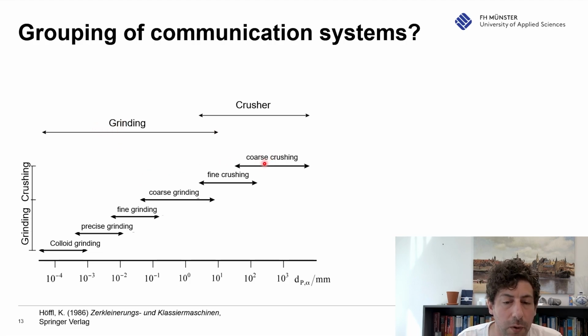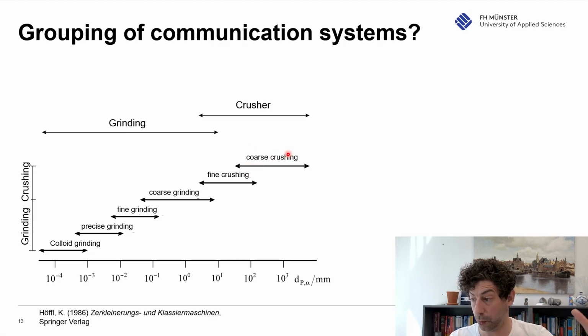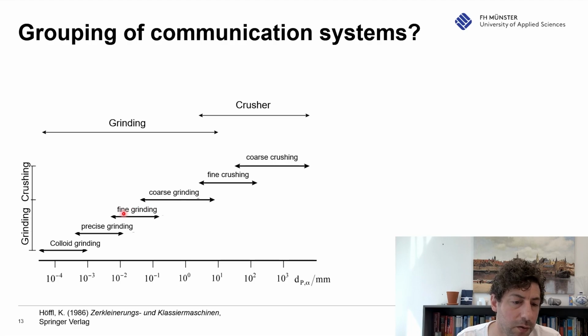So we have coarse crushing, fine crushing. Coarse crushing would be the jaw crusher, right? The ore from the gold, first coarse crushing, and then we go very far down to fine grinding. So this is a very first mechanism for how we distinguish between grinding and crushing. For crushing we take a crusher, for grinding we take mills.